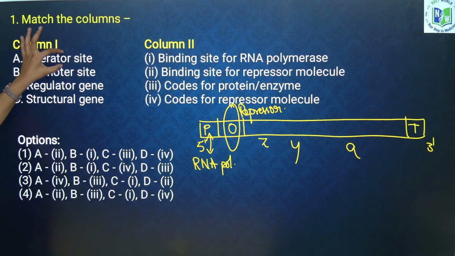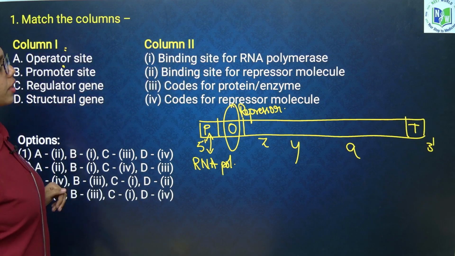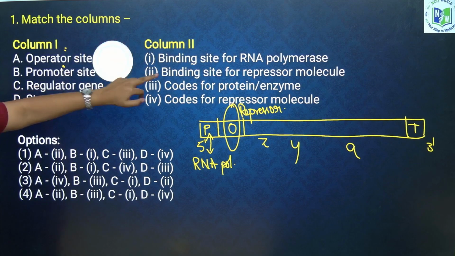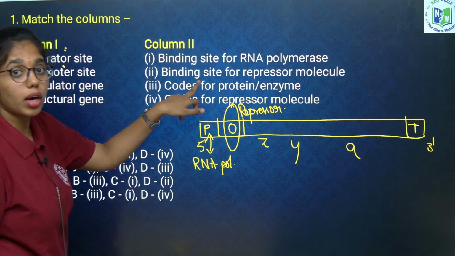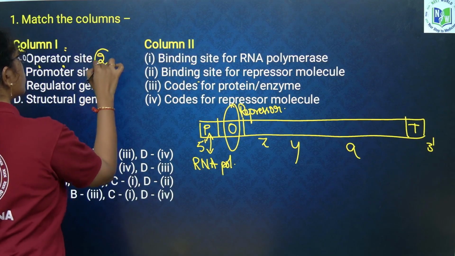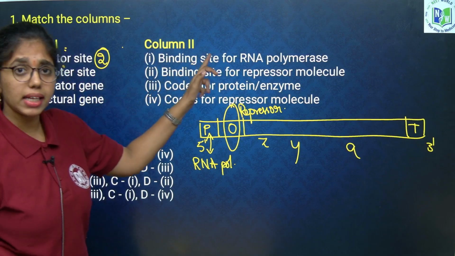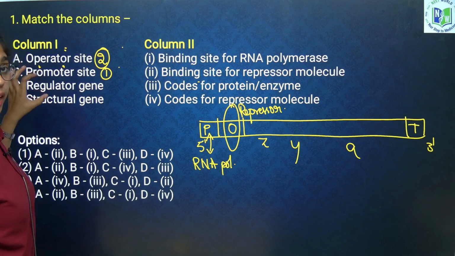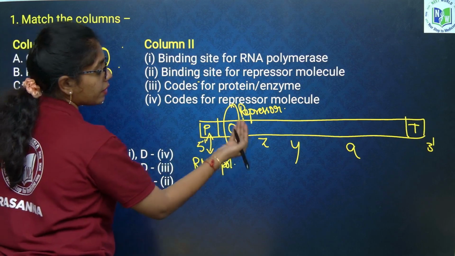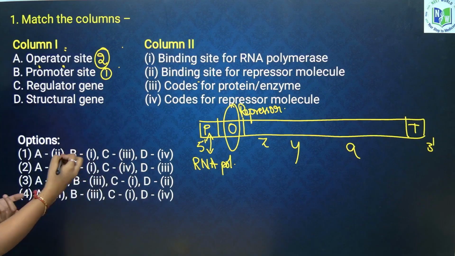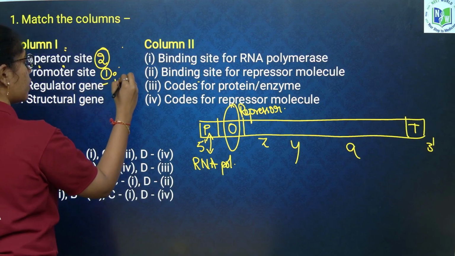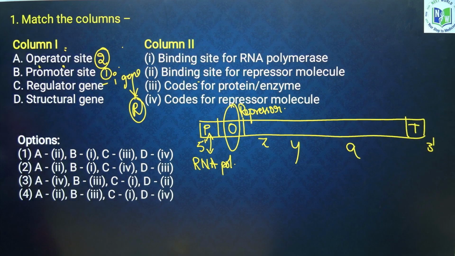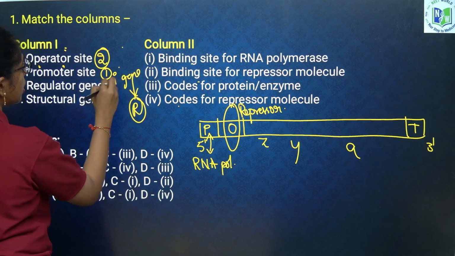Now, the operator site is the binding site for the repressor, this is option 2. The promoter site is the binding site for RNA polymerase, this is option 1. The regulator gene, which is far away from the operator, is the I gene in the Lac-Operon model. It will synthesize the repressor. So it codes for repressor, option 4.